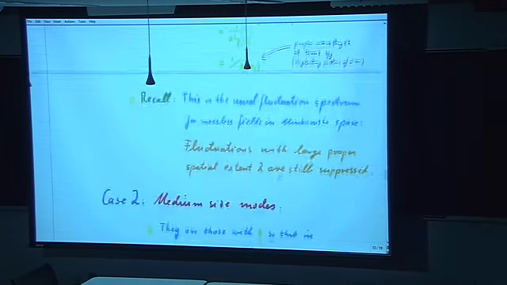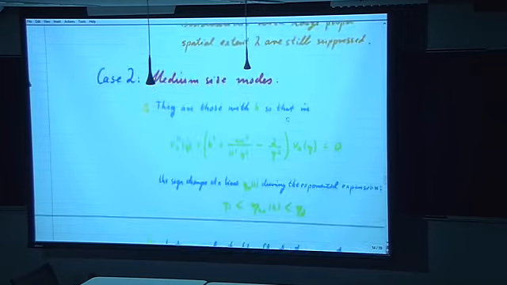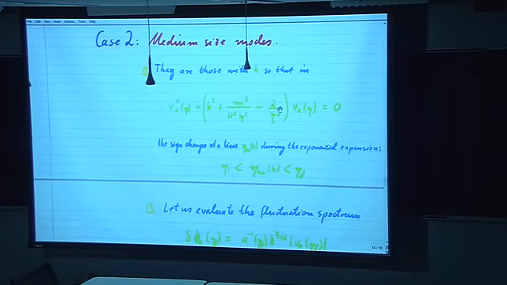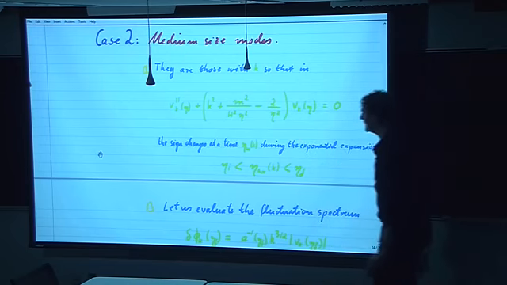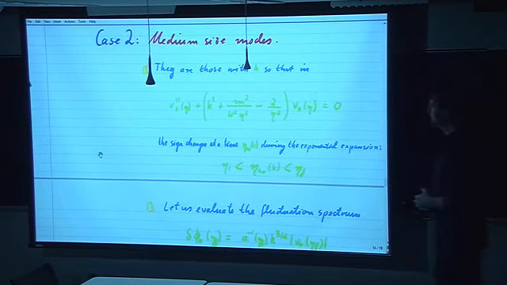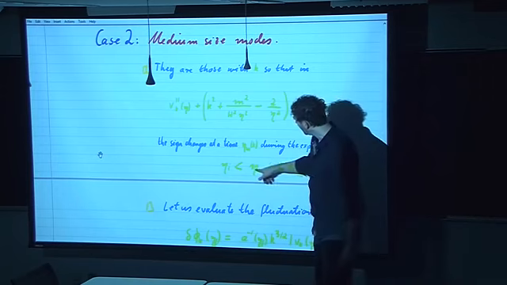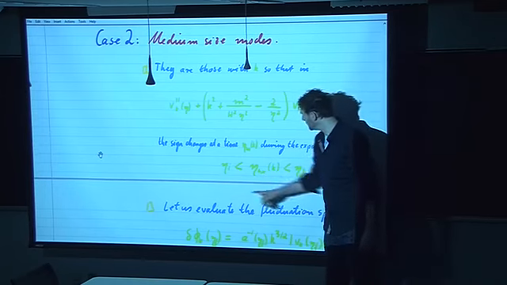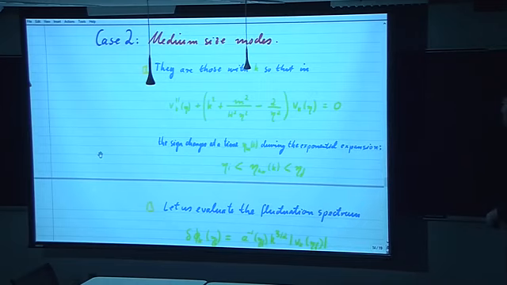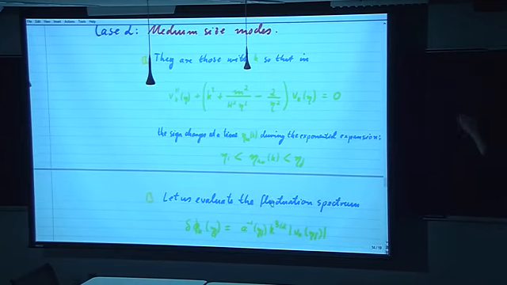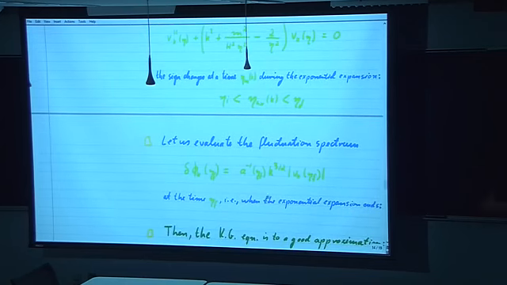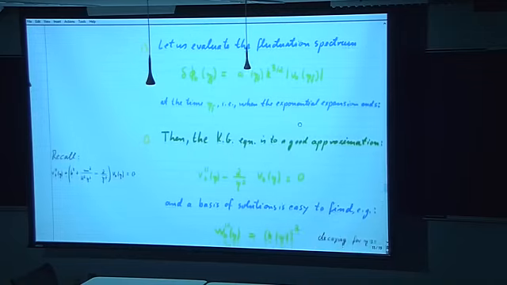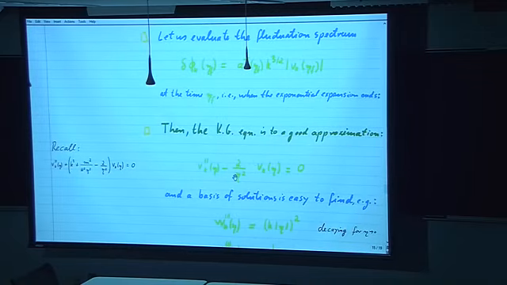Now, case 2, medium-sized modes. These are those modes, k, whose proper size will cross the horizon during inflation. So the horizon crossing time eta is between eta initial and eta final. And the sign in that Klein-Gordon equation is going to flip, and therefore also in the frequency. Let's evaluate the fluctuation spectrum for those.